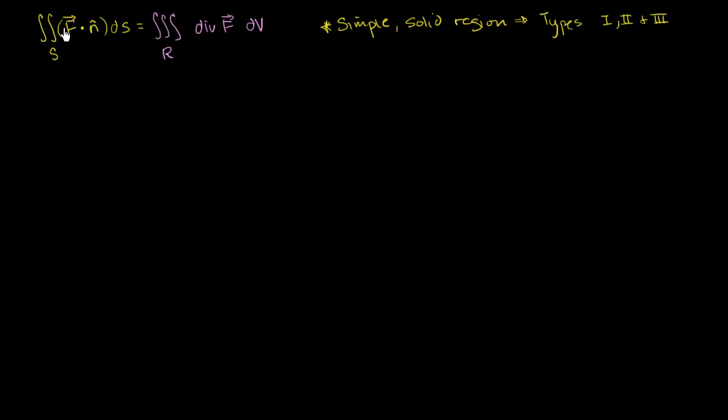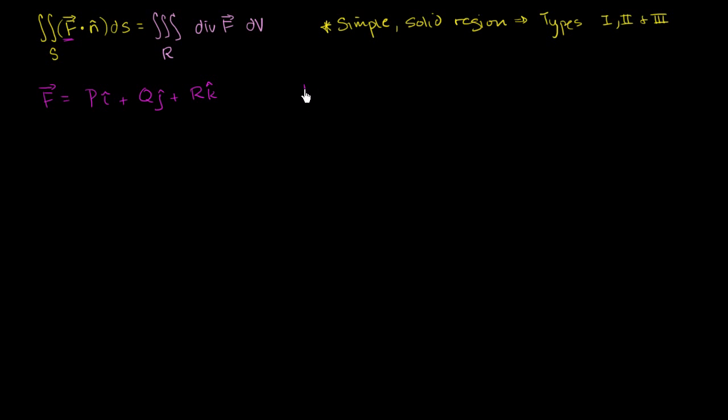So let's just assume that our vector field F can be written as P, which is a function of x, y, and z, times i, plus Q, which is a function of x, y, and z, times j, plus R, which is a function of x, y, and z, times k. So let's think about what each of these sides of the equation would come out to be. Well, first of all, what is going to be F dot n? So let's think about that a little bit.